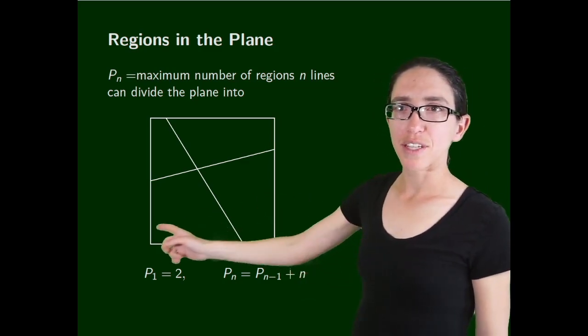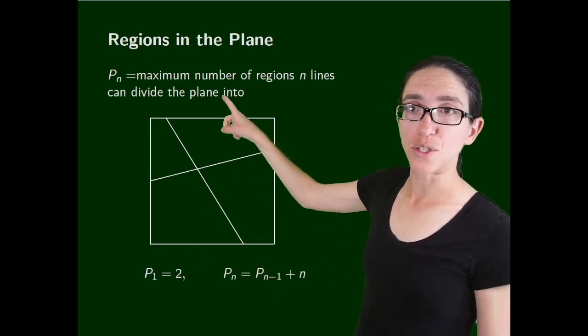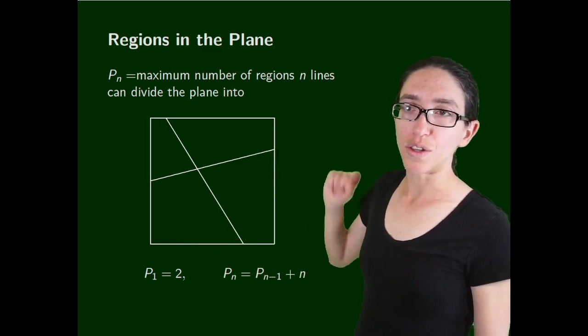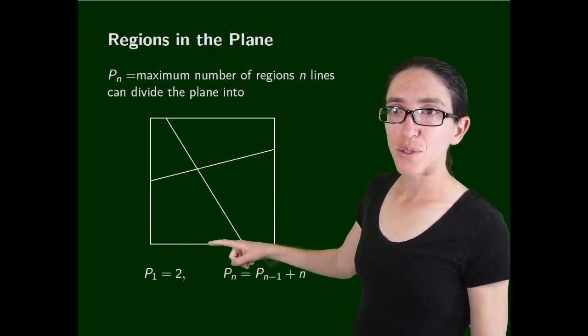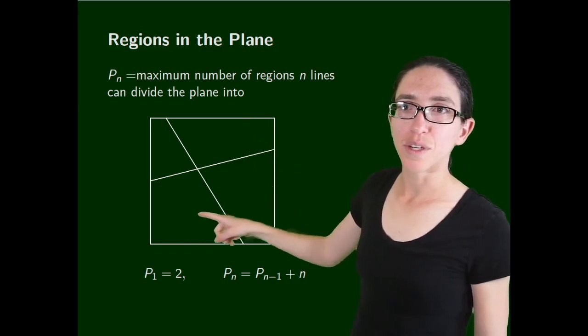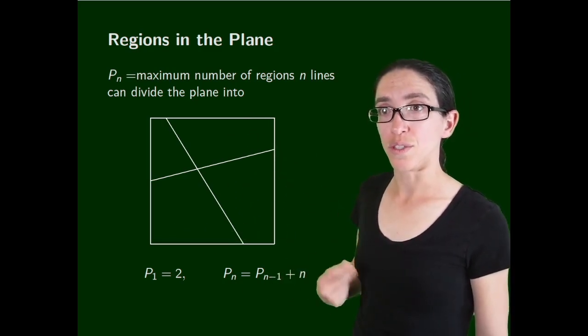So again, if it's parallel to 1, you're not going to get as much. You want it to intersect both lines. Also, you don't want it to go through an intersection point. But you can show that you can always make it intersect all the previous lines exactly once. And so if the third line is, say, going through here, then you would split 1, 2, 3 of the regions, and so you would add 3 more regions total to our sum.